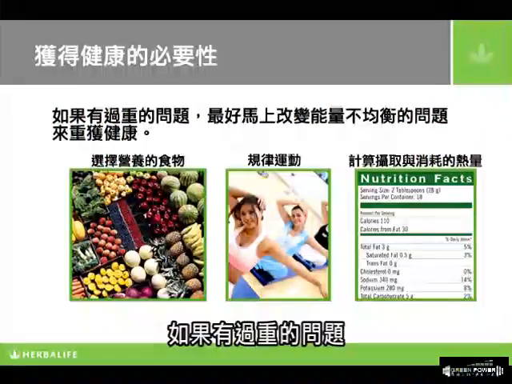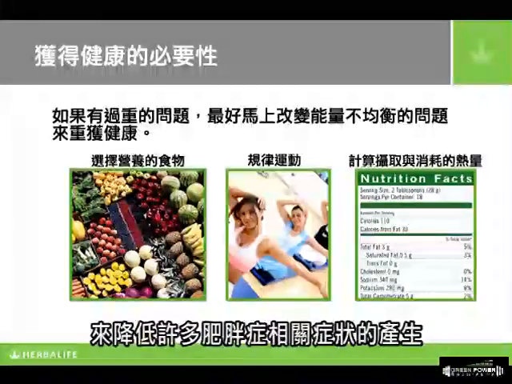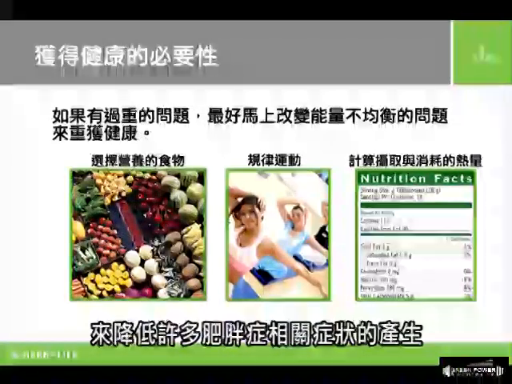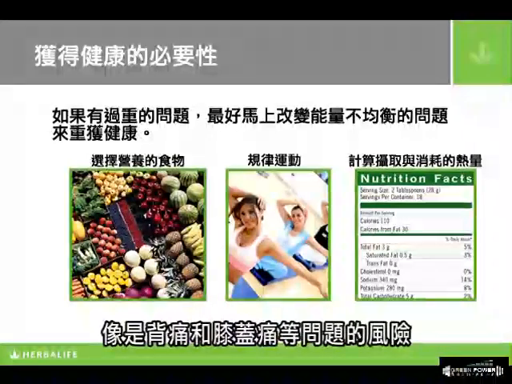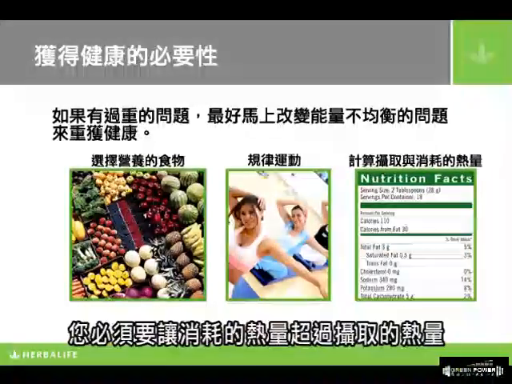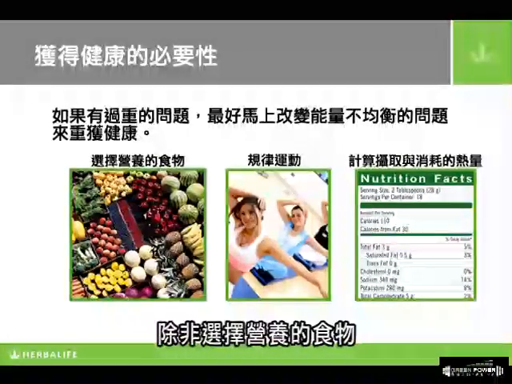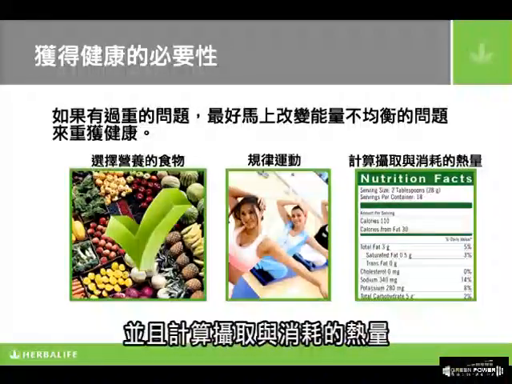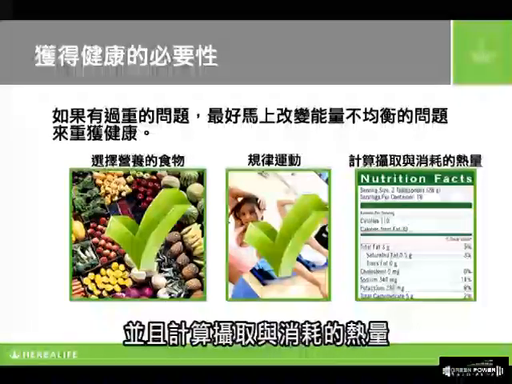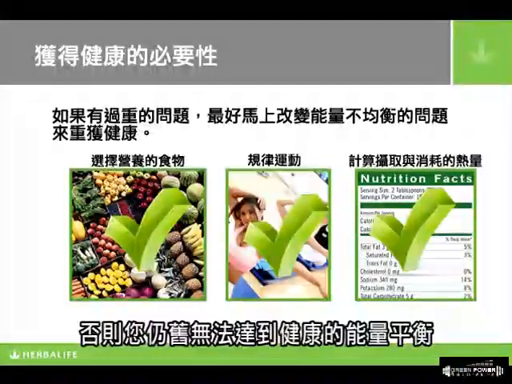If you are overweight, it's paramount to lose weight and minimize your risk of developing many obesity-associated conditions, such as low back pain and knee pain. You must burn more calories than you consume to lose weight. Yet, you will still not attain a healthy energy balance unless you choose nutritional foods and get in the habit of regular exercise. And make sure you are counting calories in and calories out.